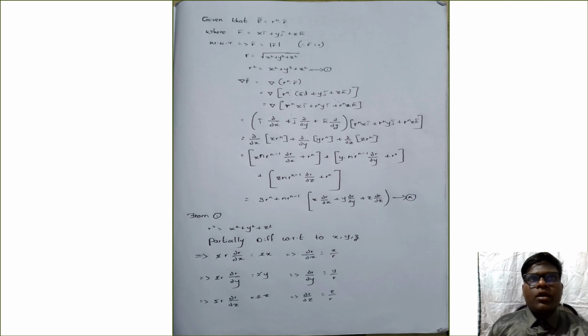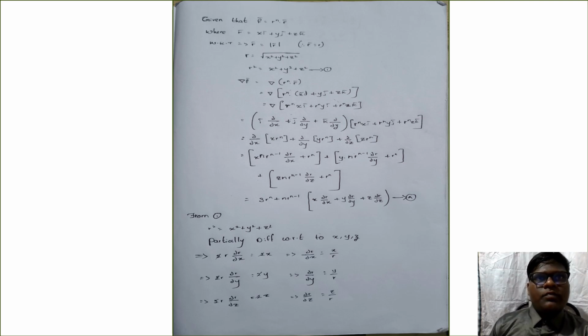We know that r bar is equal to mod of r bar, so therefore mod r bar is equal to r. Now r is equal to square root of x square plus y square plus z square. Squaring on both sides, we get r square is equal to x square plus y square plus z square. We will mark this as equation 1.